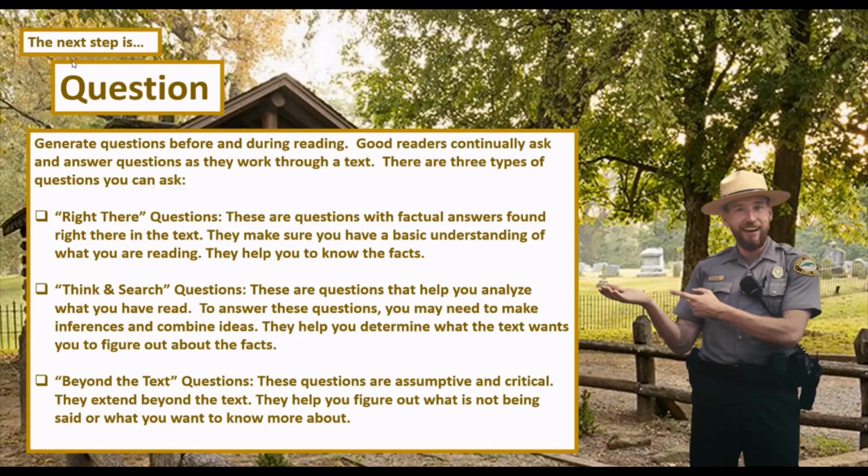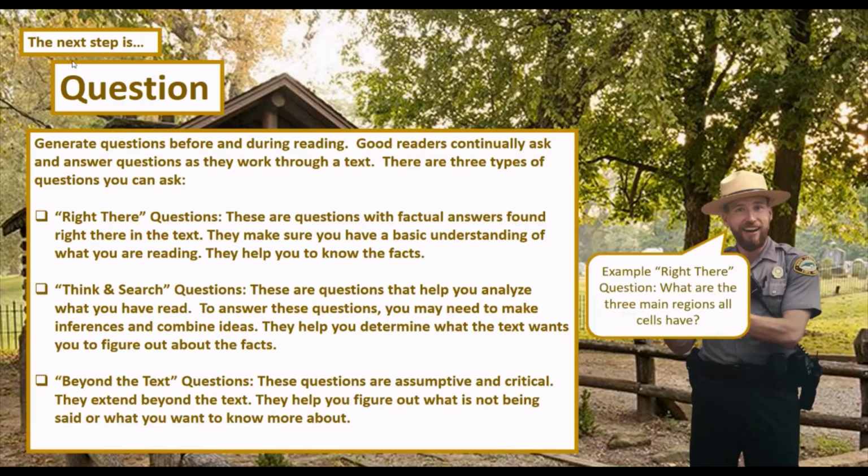And the first type are right there questions, questions that have factual answers found right there in the text. They make sure you have a basic understanding of what you are reading. They also help you to know the facts. So these might be those surface questions that we talked about with the SQ3R method. It is okay if you ask them, but make sure they're not the only type of questions that you ask. An example of a right there question, if you're reading about cells in biology, might be, what are the 3 main regions all cells have? That's very easy. You can look in the text and find it pretty quickly. Write those 3 down.